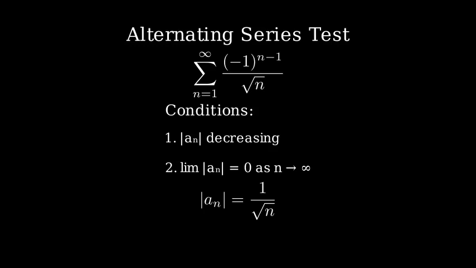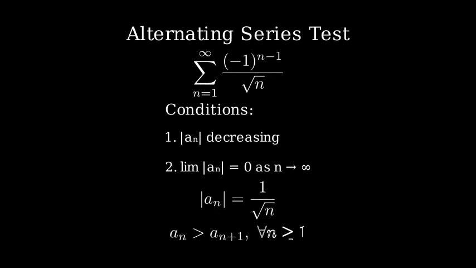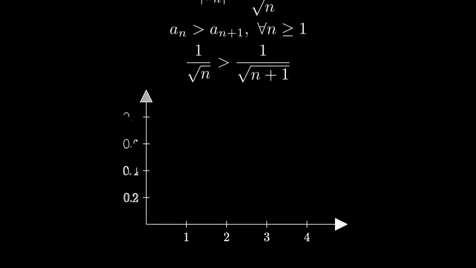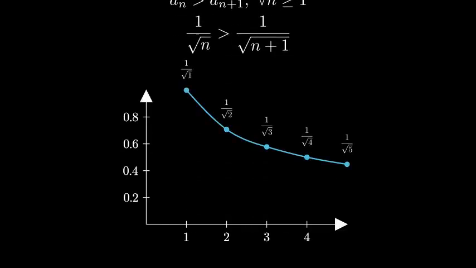Let's check if this is decreasing. To prove the sequence is decreasing, we need to show that a_n is greater than a_(n+1) for all n greater than or equal to 1. Let's substitute our terms. Let's visualize this by plotting some points. As n increases, we can see that the terms get smaller and smaller, confirming that our sequence is indeed decreasing.